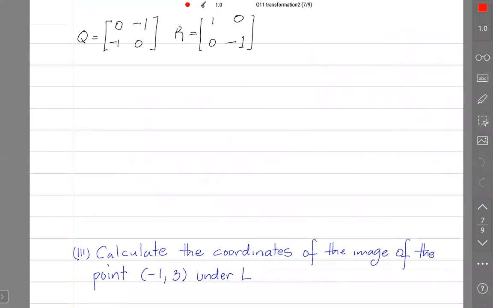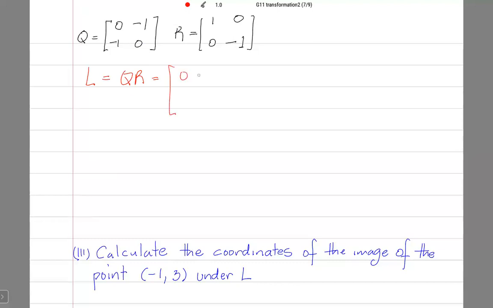So to the next page, the matrix L would be equal to QR. So it's R followed by Q. When you're multiplying it, the one that you do first must go last, and the one that you do last must come first. So let's multiply these two matrices. Q first, 0, -1, -1, 0, and then 1, 0, 0, -1.